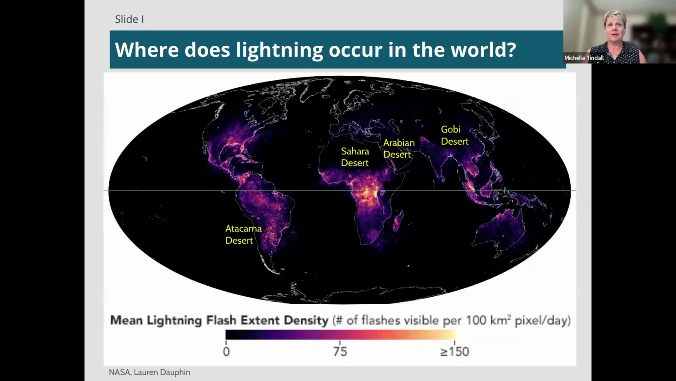Okay, let's take a peek here. So this is looking at the mean lightning flash extent density, so the number of flashes visible per 100 square kilometer pixels per day. So taking a look at where the lightning does occur in terms of our global perspective.